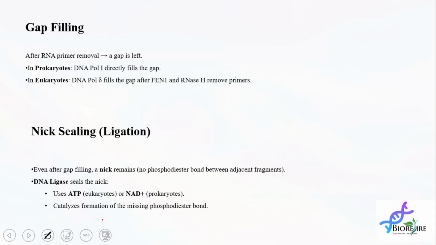And this gap is filled, in case of prokaryotes, by DNA polymerase I, and in case of eukaryotes, this gap is filled by DNA polymerase delta. And this nick is sealed by the DNA ligase.